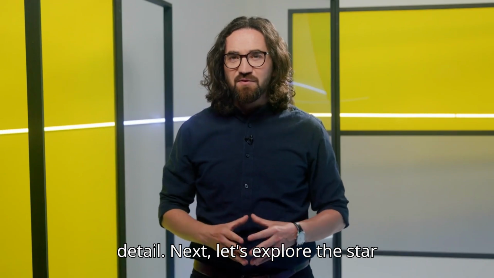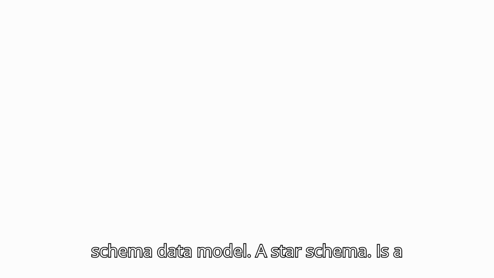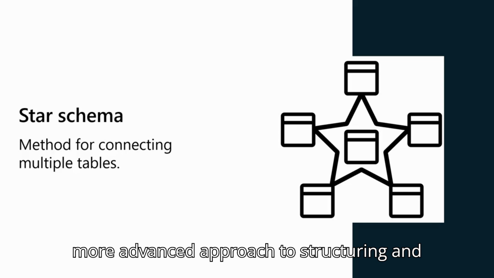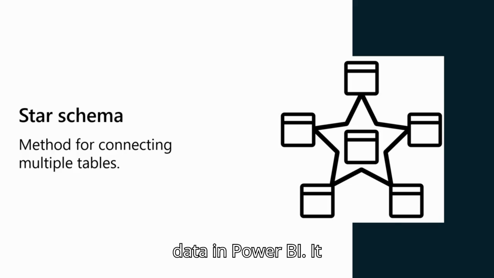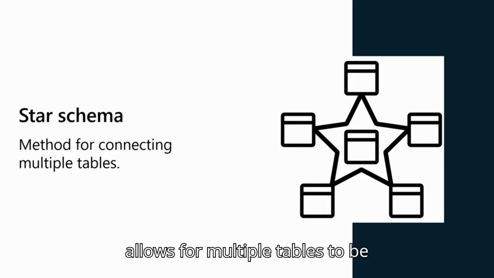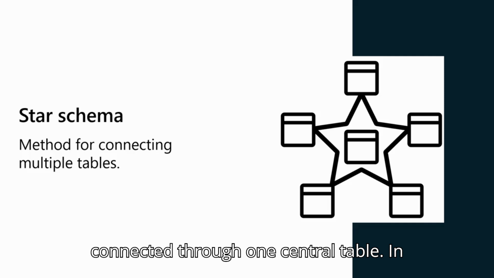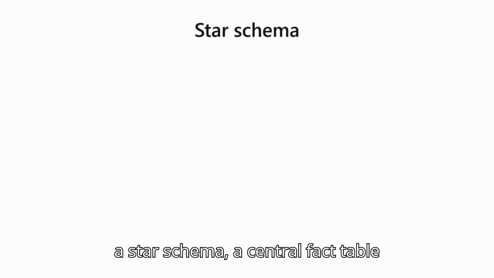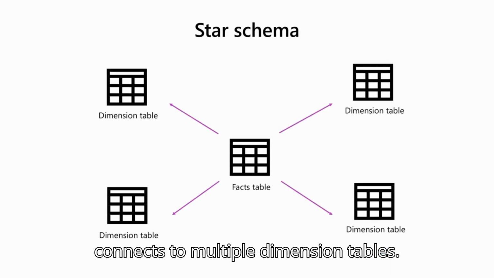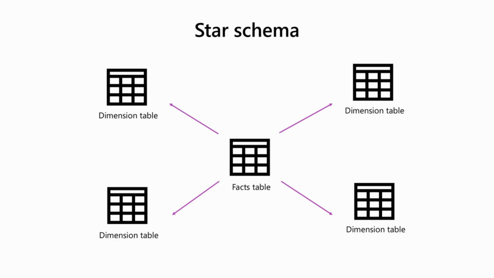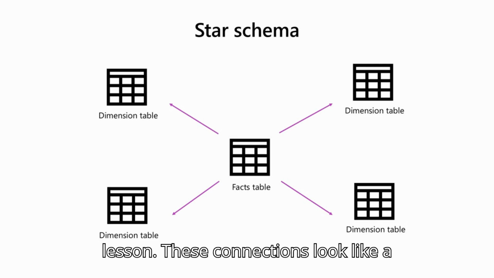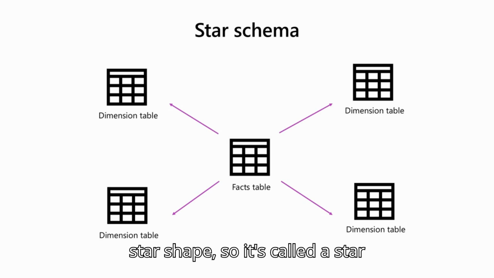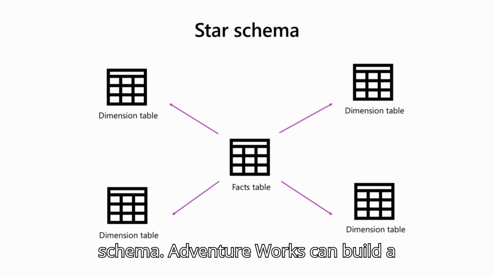Next, let's explore the star schema data model. A star schema is a more advanced approach to structuring and organizing quantitative or measurable data in Power BI. It allows for multiple tables to be connected through one central table. In a star schema, a central fact table connects to multiple dimension tables. You'll explore these concepts in a later lesson. These connections look like a star shape, so it's called a star schema.